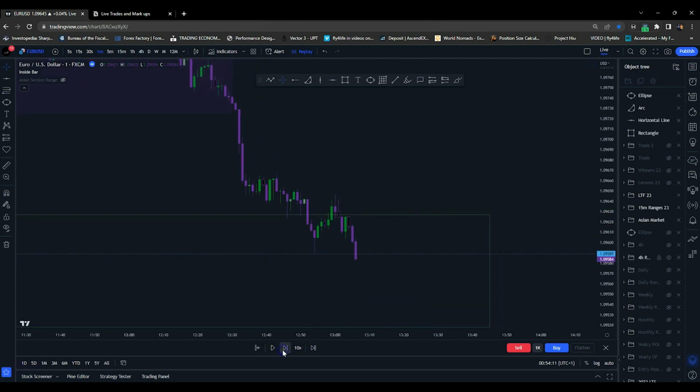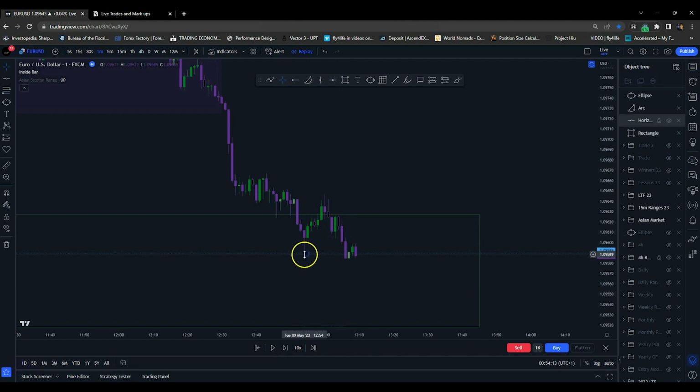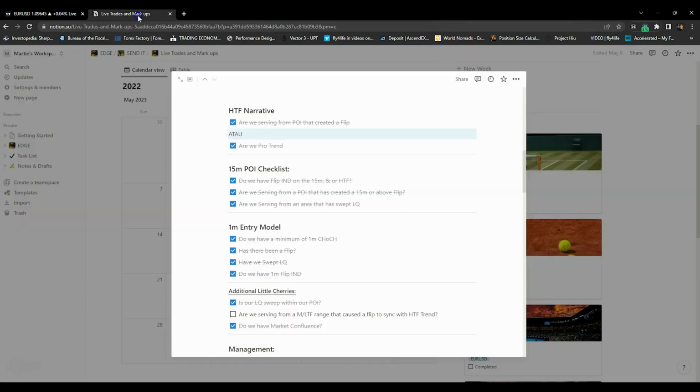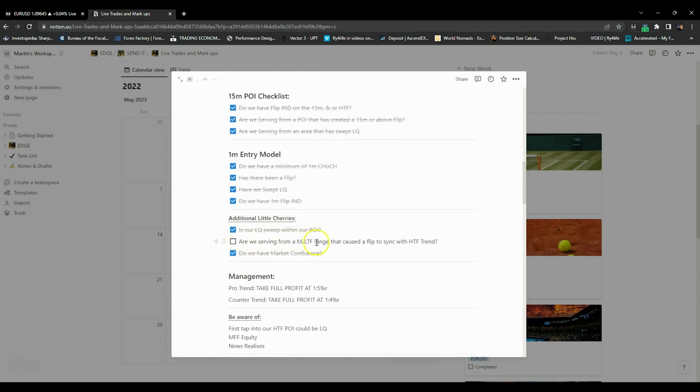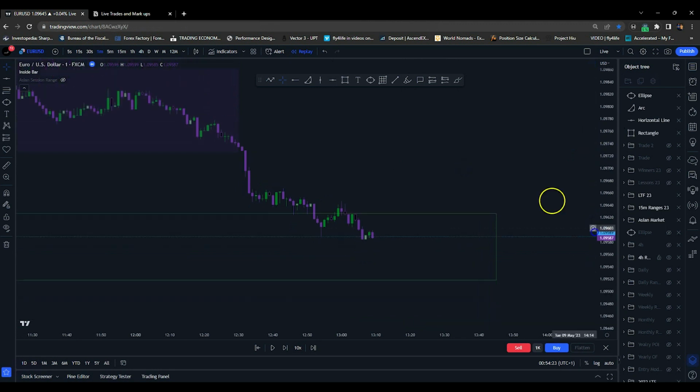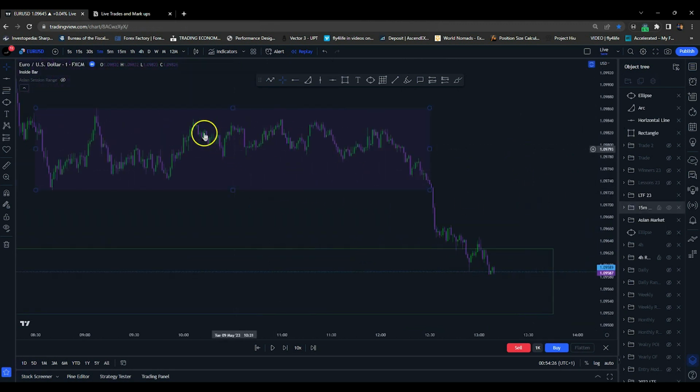And we don't blow through. We actually get pretty good price action with our liquidity within our point of interest. So that was our little additional cherry. Market confluence. This is the whole again. Remember when I said it's not definite, but sometimes when we see, where's the Asian market?